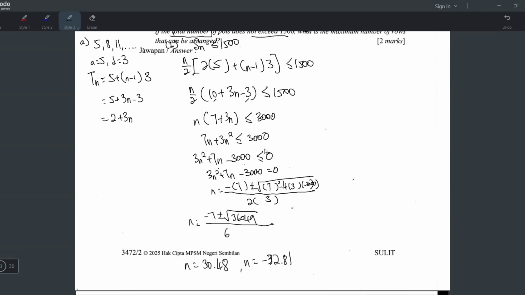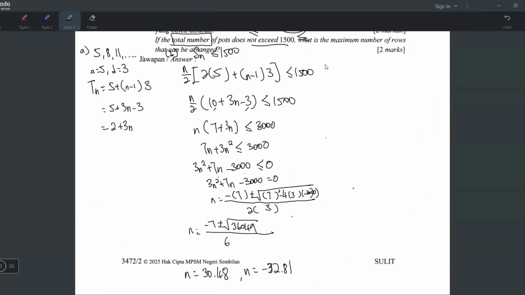But don't forget, this is an inequality. Just now I changed it to equal, because you cannot write smaller, smaller, smaller like that. It's wrong. I just used the quadratic formula to get the n value first.